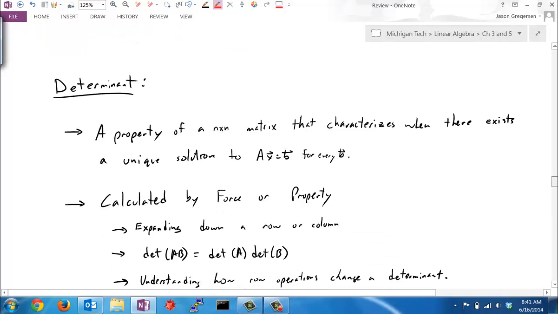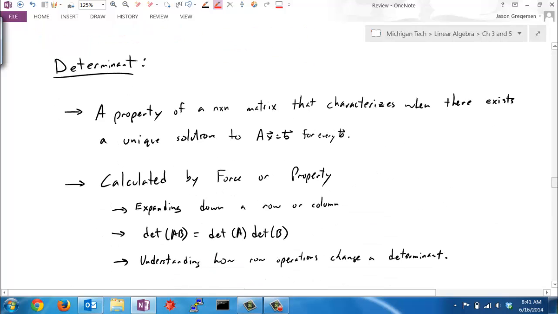From there, we jumped around a little bit. We talked about determinants after that. So as we recap the big ideas of determinants, the important property of it, the way it was defined, such a weirdly defined thing, was that it was defined to be just that number that would tell us whether there existed a unique solution for every b.